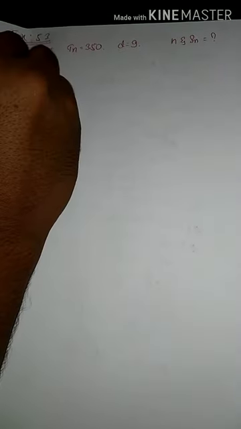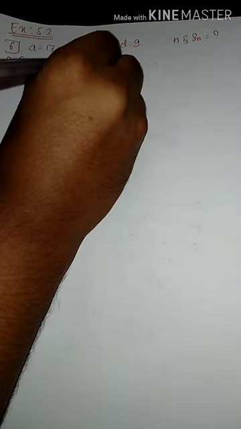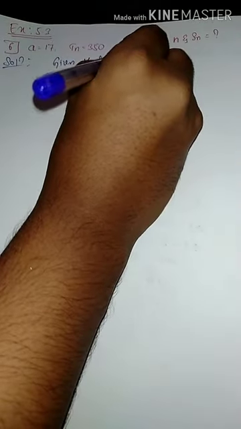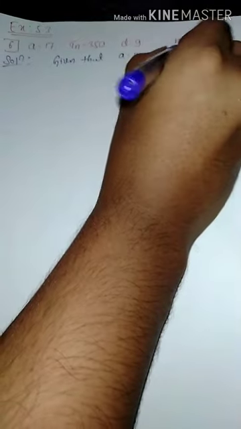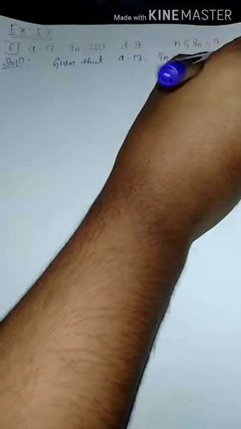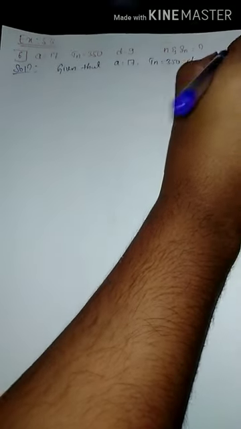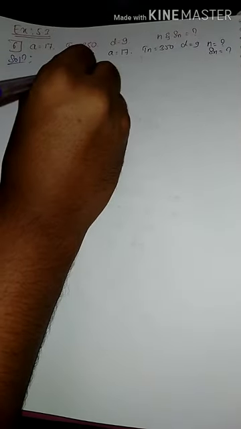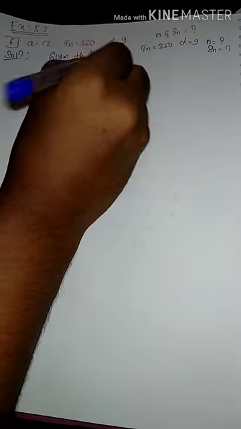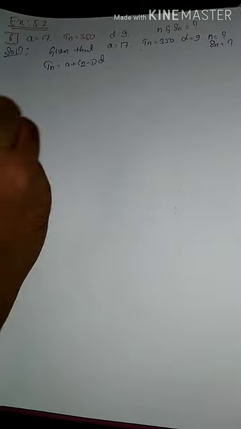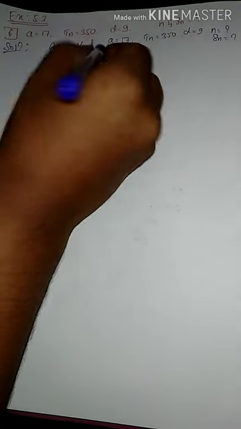Solution. So given that the first and last term of an AP, a is equal to 17 and Tn is equal to 350 and d is equal to 9. The common difference is 9. So we need to calculate the sum of n terms of an AP and the number of terms of an AP. So here using the formula Tn is equal to a plus (n minus 1) into d, first we will calculate the value of n because we know Tn, a and d. So substitute Tn, a and d in this formula.